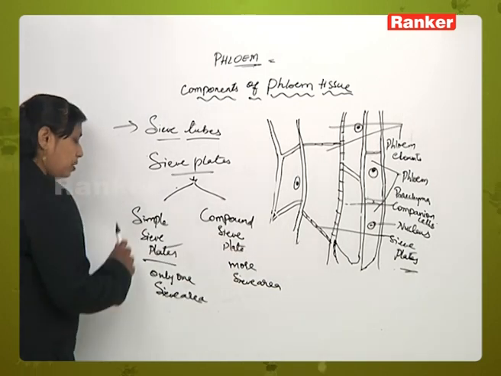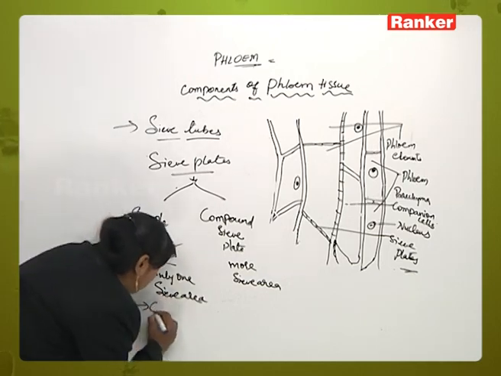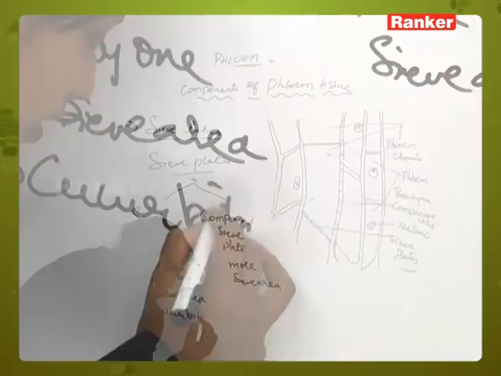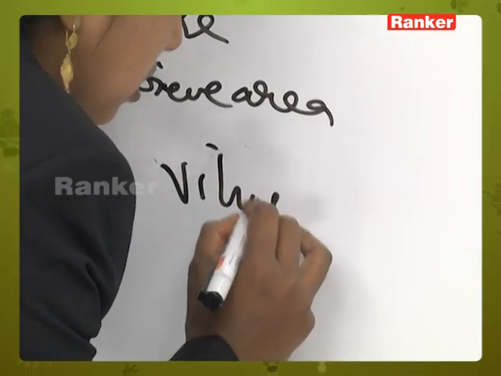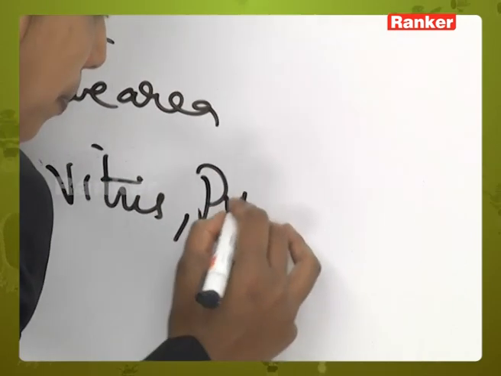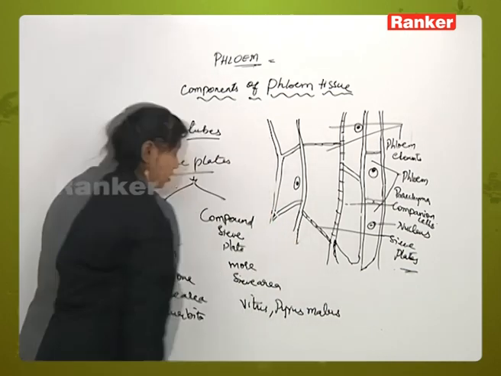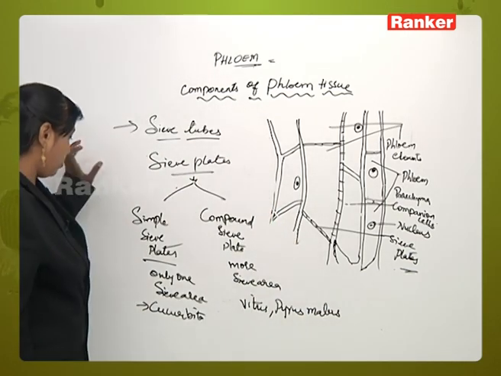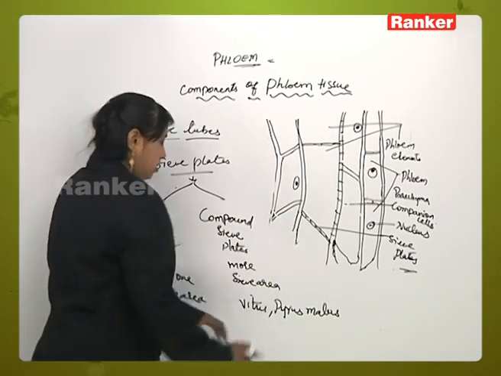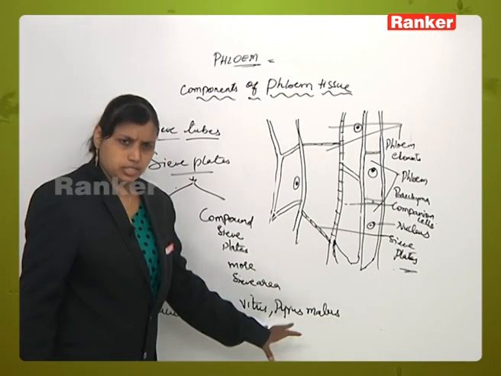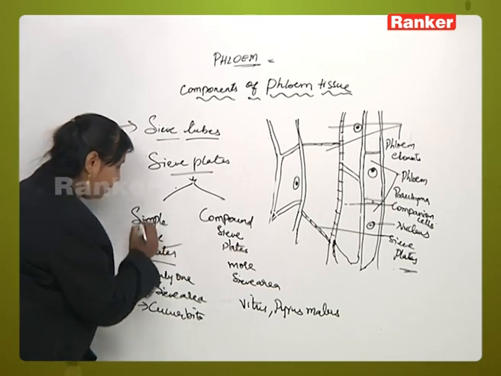Now, what is the example of simple sieve plate as per your syllabus? The example will be Cucurbita, and here the examples will be Vitis and Pyrus malus, apple. So you may get the question: the simple sieve plates are seen in Cucurbita, and compound sieve plates are seen in Pyrus malus or Vitis as per your syllabus. Okay. Now these simple sieve plates are considered the primitive ones.